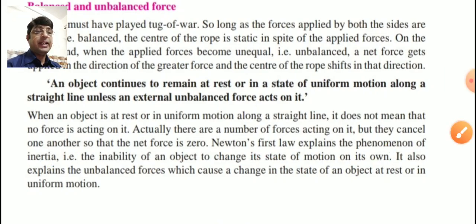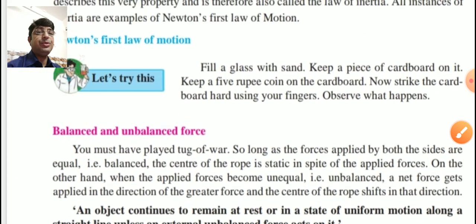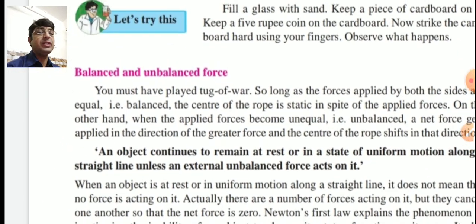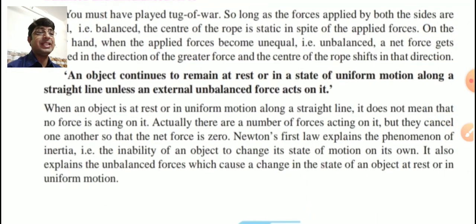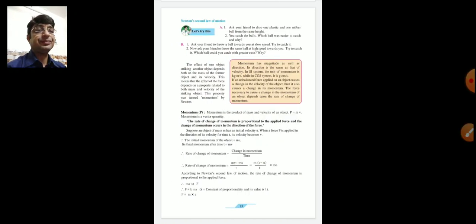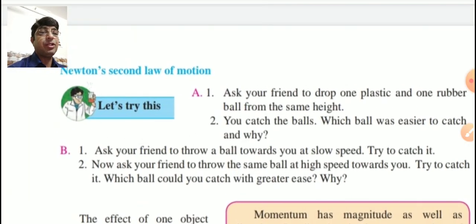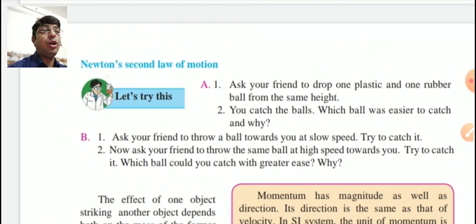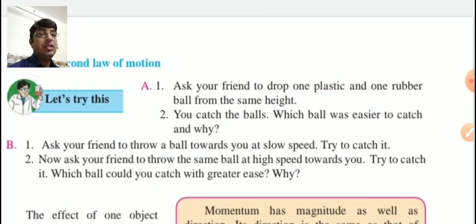So the explanation related to Newton's first law of motion, that is balanced and unbalanced force, is given. Next question is given for us. Now, Newton's second law of motion. First question: ask your friend to drop one plastic ball and one rubber ball from some height. You catch the ball. Which ball was easier to catch and why?